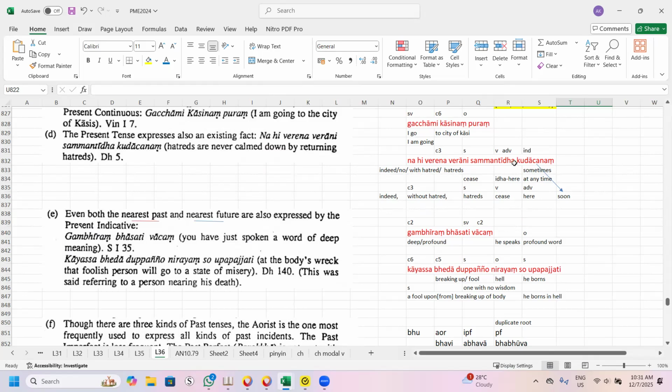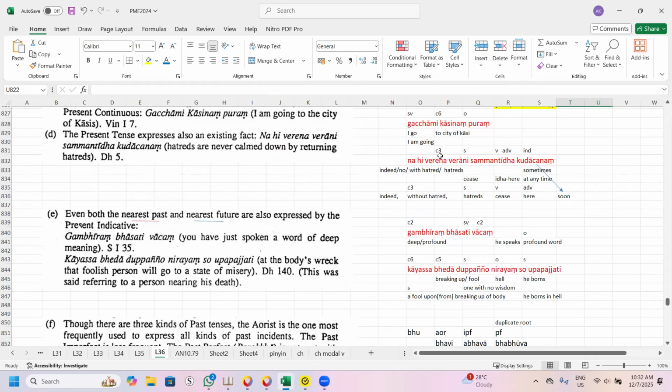This is adverb. Samanti plus ida. Ida is an adverb. Samanti, that means past. So in this case, how are you going to translate? Indeed, you take from here without hate. Hatred. Can you see the word hatred? Samanti means cease, and then ida is here. I don't think this is sometime, because this word is sometime.